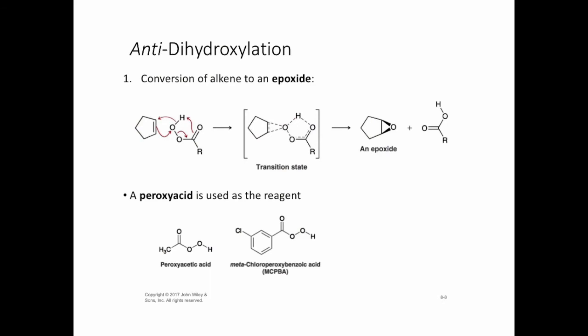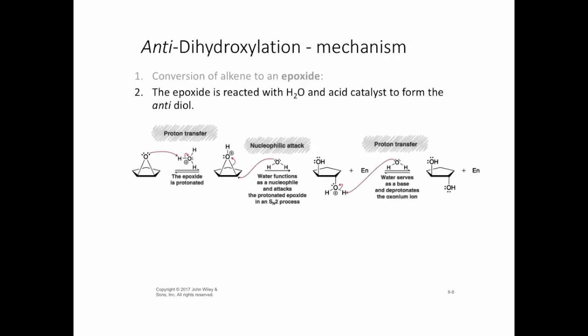Now, the osmium tetroxide gives the syn dihydroxylation, but what if you wanted anti-dihydroxylation? How would you do that? Well, this involves a 2-step reaction, and the first step is one you've already learned now, the epoxidation. So first you make an epoxide, and then you react that epoxide with water and an acid catalyst.